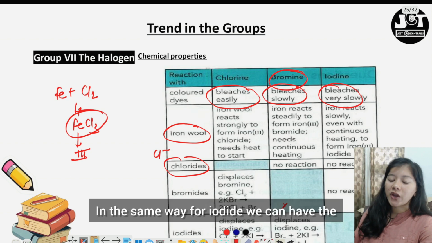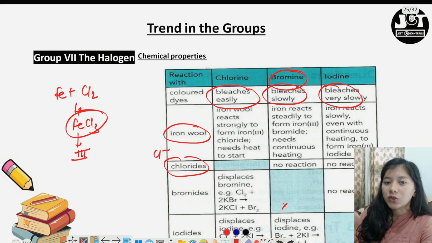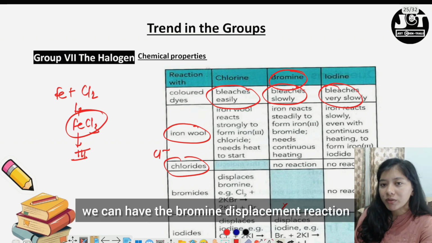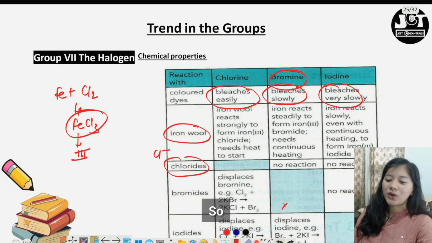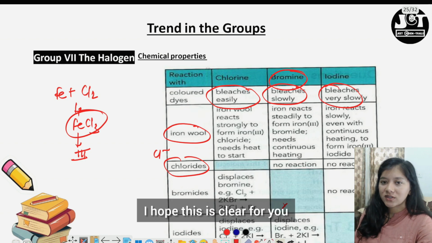In the same way, for iodide, we can have the chlorine displacement reaction. We can have the bromine displacement reaction. And that is the reaction for the halogens. I hope this is clear for you.